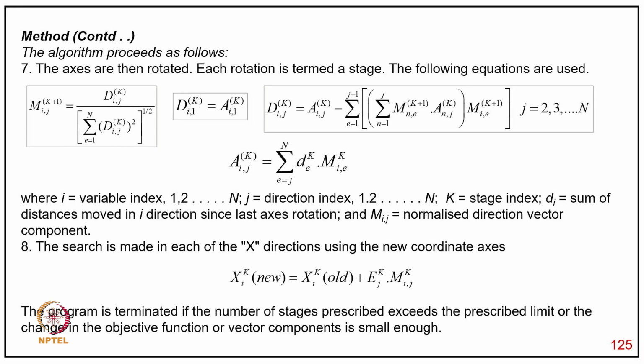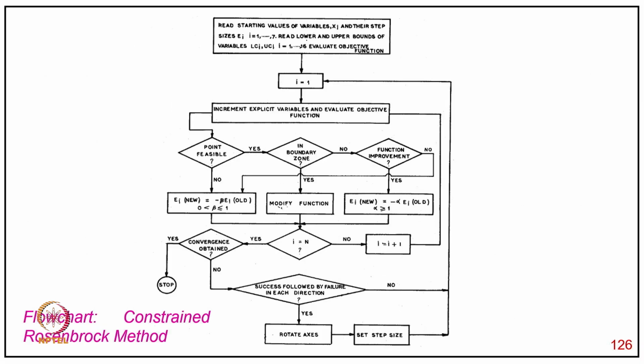Then the axes rotate, and each rotation comes as a stage. The following equations are used for that, typically the relations, where these are all the parameters defined. The search is made again for the x directions using the coordinates x_i old plus e_j m_ij. The program is terminated if the number of stages exceeds the prescribed limit, or the change in the objective function or vector component is small enough, not giving much improvement in the objective function.